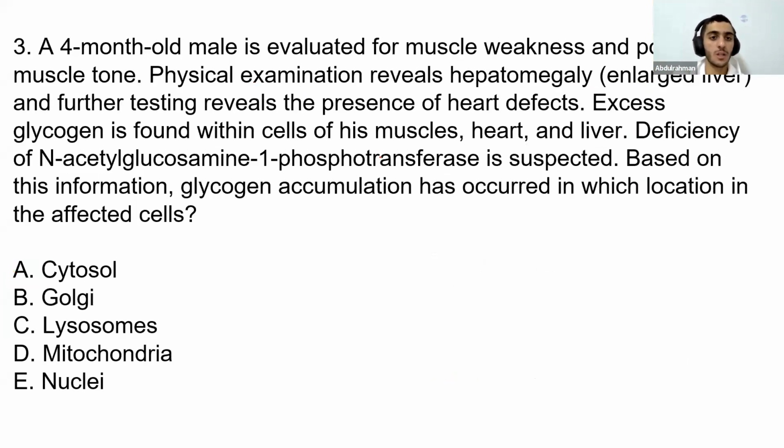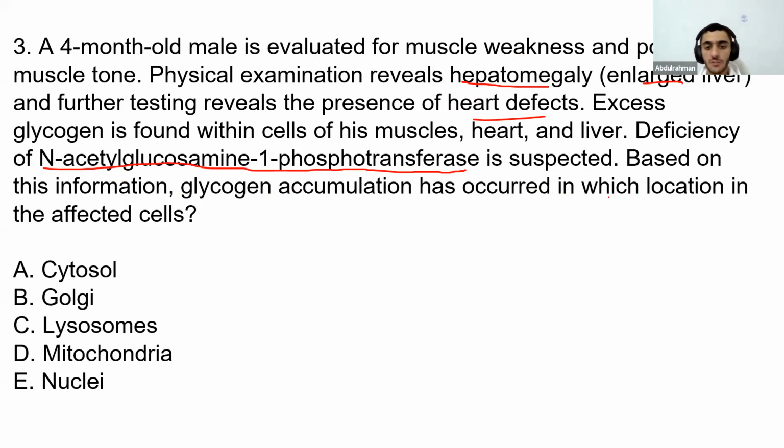Now, next question. A 4-month-old male is evaluated for muscle weakness and poor muscle tone. You do a physical exam and you can see hepatomegaly. What does hepatomegaly stand for? Okay, never mind, it's there. And further testing reveals the presence of heart defects. Excess glycogen is found within cells of his muscles, heart, and liver. Deficiency of an N-acetylglucosamine 1 phosphotransferase is suspected. Based on this information, glycogen accumulation has occurred in which location of the affected cells?